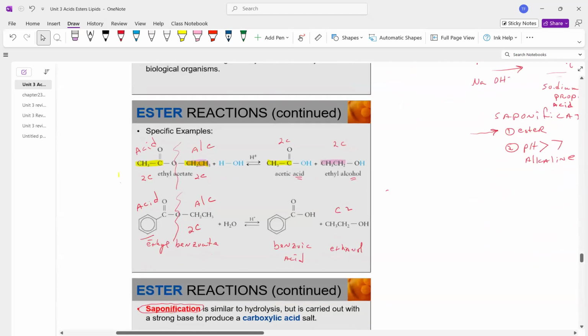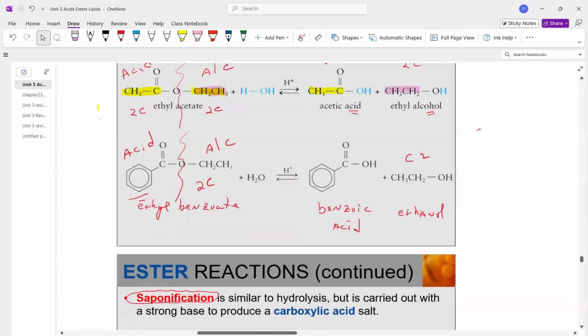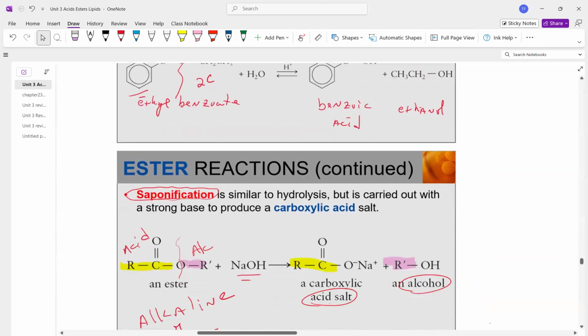Like we start with ethyl acetate. Okay. Acetate comes from acetic acid, so it's 2-carbon acid. Ethyl comes from ethanol, 2-carbon alcohol. Ethyl benzoate starts with benzoic acid and ethanol. So when we hydrolyze that, we end up with the acids and the alcohol.